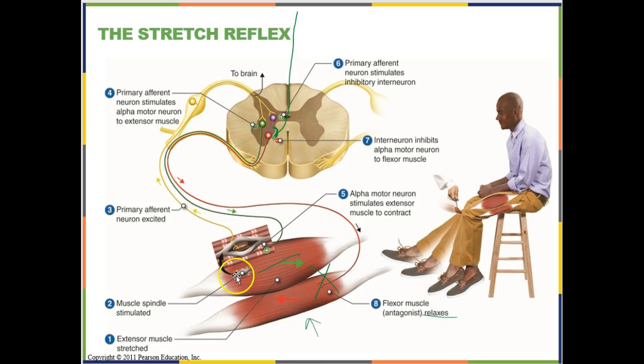So you want to know everything that's written here, right? Yellow motor neuron gets excited. Green motor neuron gets excited. Interneuron gets excited. Green motor neuron stimulates contraction. Purple motor neuron inhibits red motor neuron so that nothing happens at the hamstring. So all of that, everything that's next to the numbers, be aware of that. That is the stretch reflex. That is the only one that you need to know in detail.